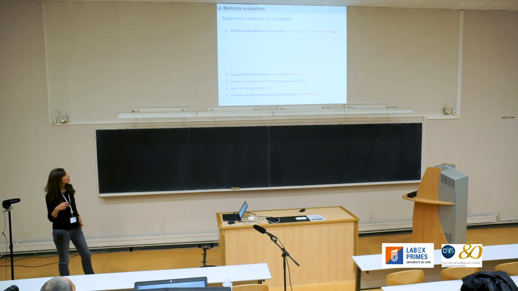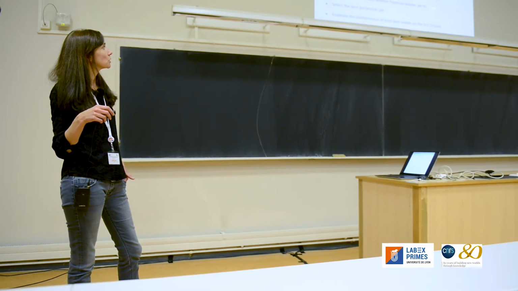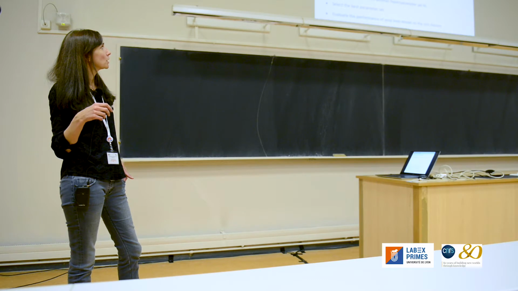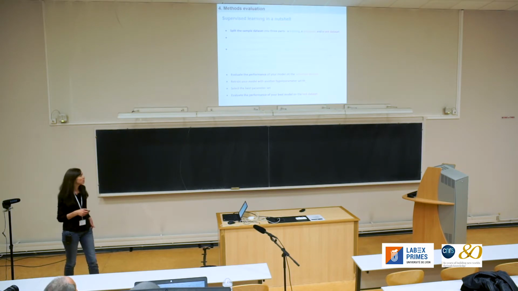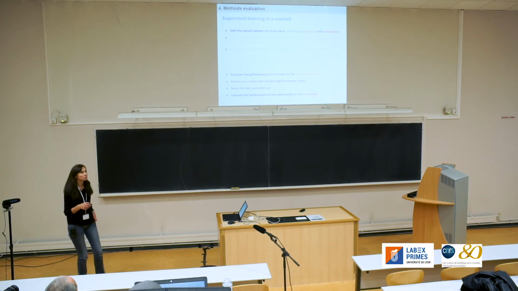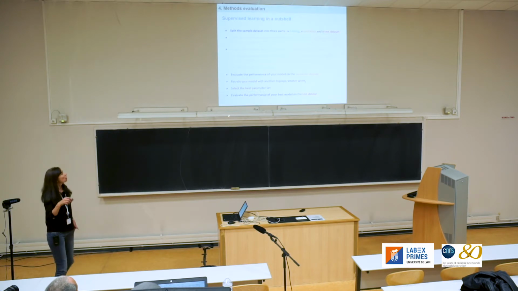Then you will change θ2, retrain your model, get another model, and evaluate the performance of this model again on the validation data set. And once you have set the optimal hyperparameter set θ2, you can finally evaluate the performance of your best model on the test data set here.